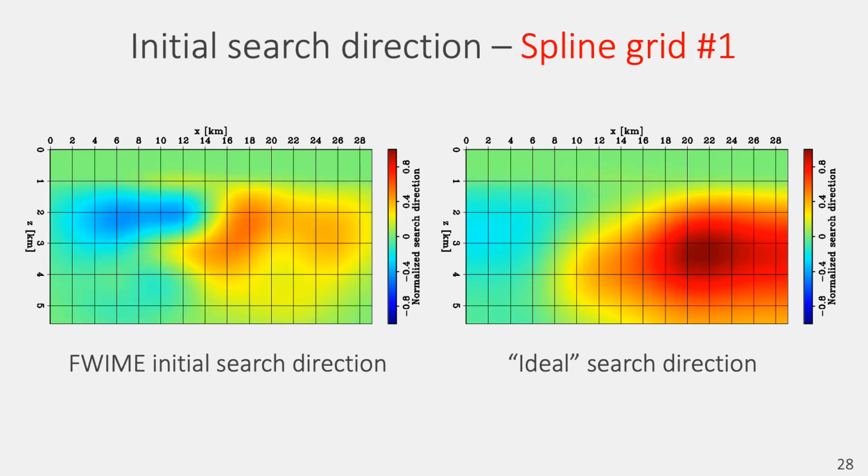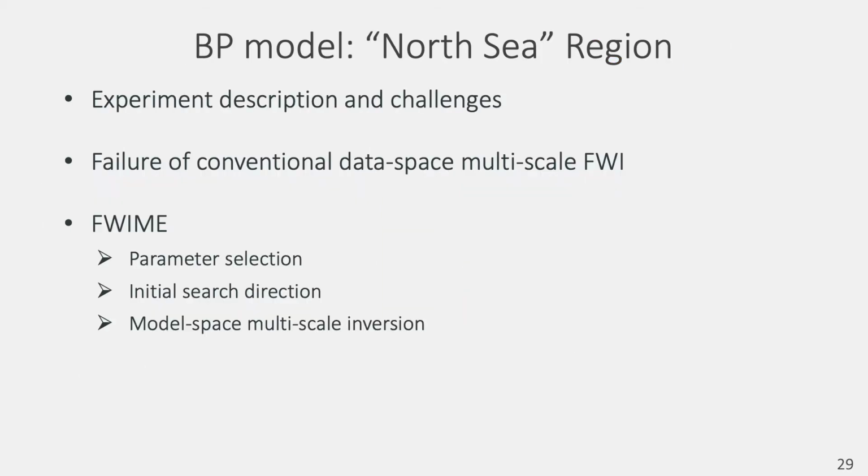However, after mapping the search direction onto the first core spline grid, we can see that the low wave number signal that was initially present but overwhelmed by the high wave number component is now correctly recovered, and the FWIME search direction is improved. And now that we have obtained a promising search direction, we conduct our model space multiscale workflow.